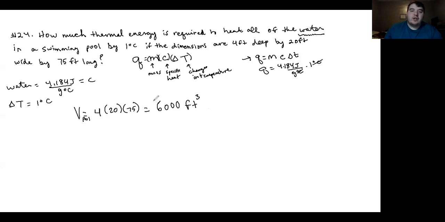So now I need to convert this. I need to get feet in terms of grams, because remember, we're going from volume to mass. And what do we know? Well, we know that grams is equivalent to centimeters cubed. We know that we can get centimeters from inches. We know that we can get inches from feet. So that's going to be my plan: from feet to inches, from inches to centimeters cubed.